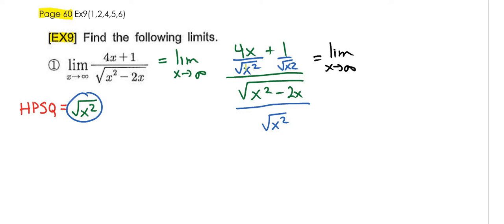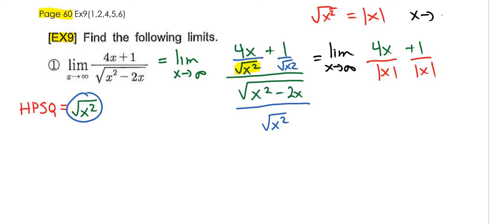As I was saying, if you ever see this expression right here, the square root of x squared, that's the same thing as the absolute value of x. So this is 4x plus 1. So I could write the absolute value of x over here on these expressions here. But then remember, this problem that we're solving, x is approaching infinity. So if it approaches infinity, the absolute value just becomes x. So I'm just going to get rid of the absolute value signs now.